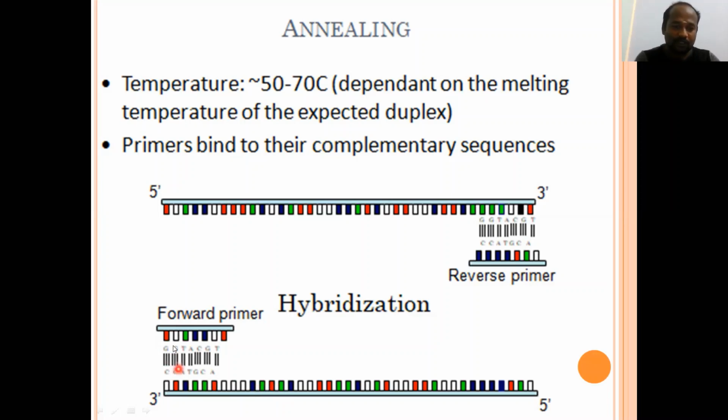So during this process, the binding will take place between the base pairs. For example, the forward primer having the guanine will anneal or attach with the cytosine of the complementary DNA sequence. You can see the thymine will attach with the adenine. So the primer containing guanine will attach with the complementary DNA of cytosine. Likewise, the forward and reverse primer will hybridize with the DNA strand. This is called the annealing process.